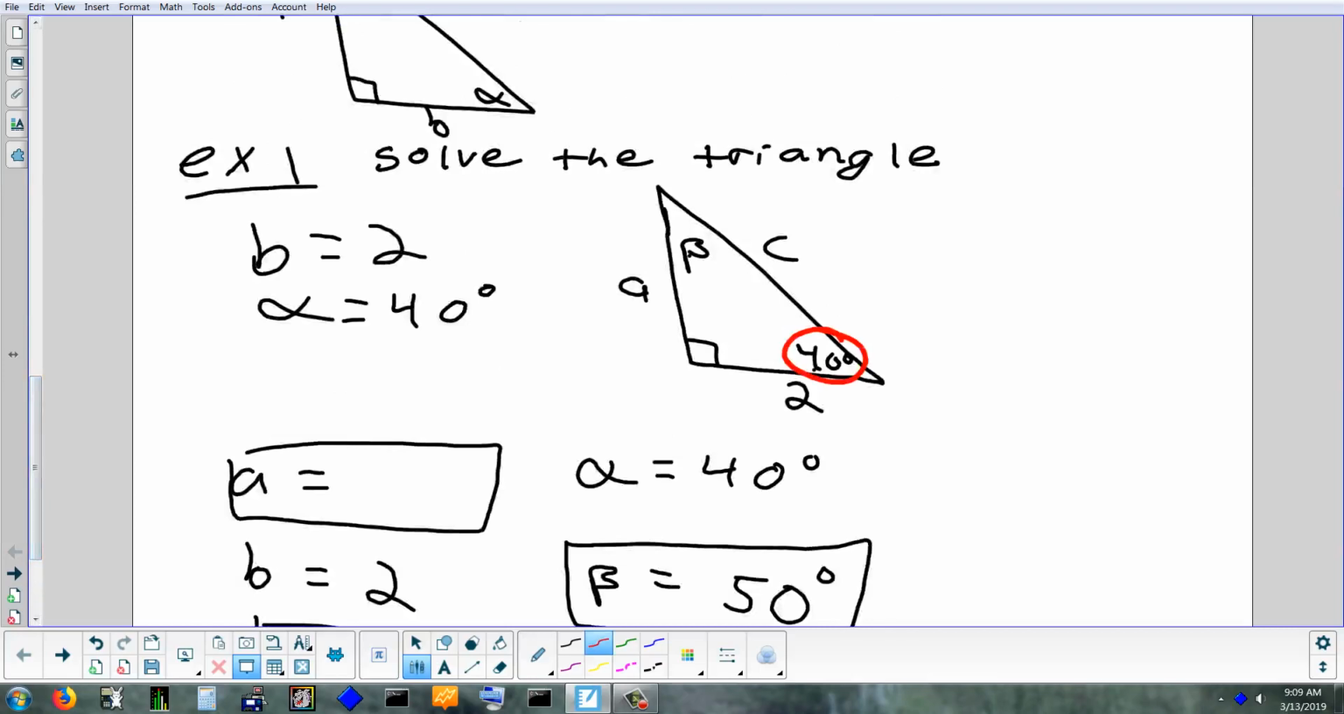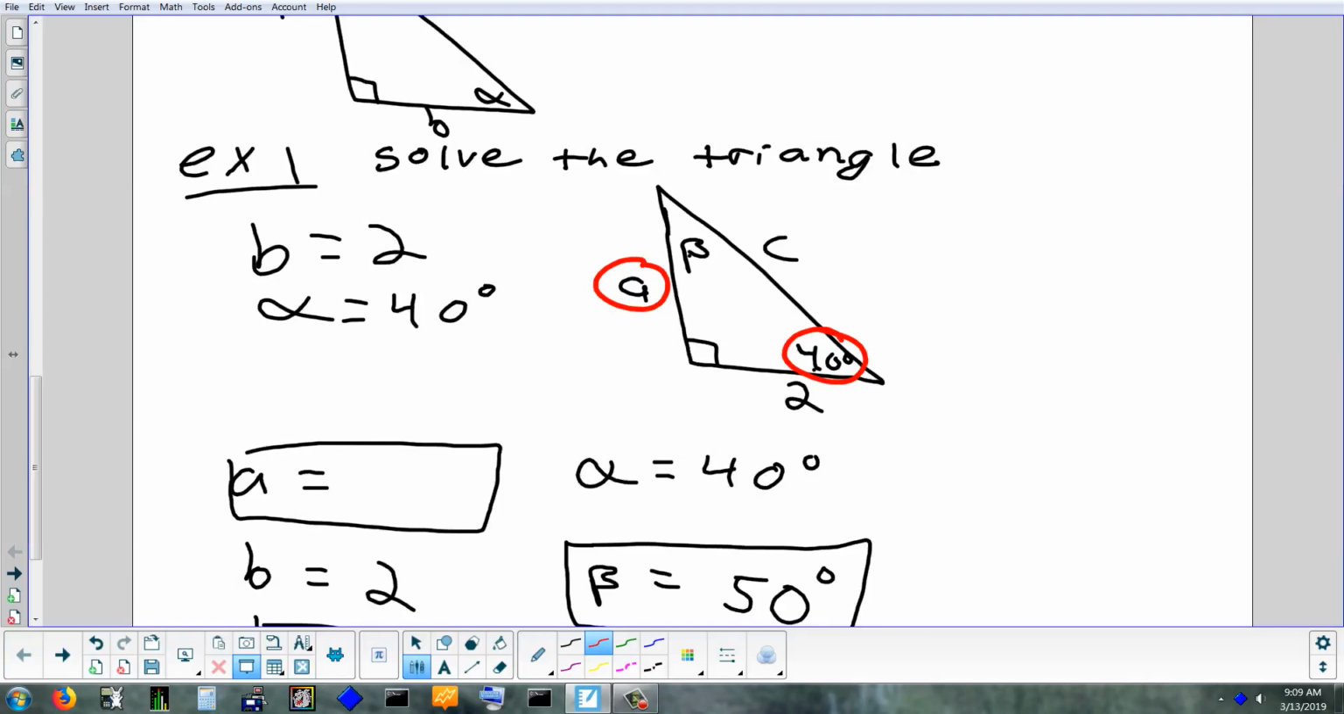Okay, so I'm going to circle it. Everything that we do when we talk about opposite and adjacent is going to be from the perspective of the 40. Not beta. And now we can find A or we can find C. It doesn't matter which one we do first. So which one do you want to try first? A. All right. So I'm going to circle the one we want to find.